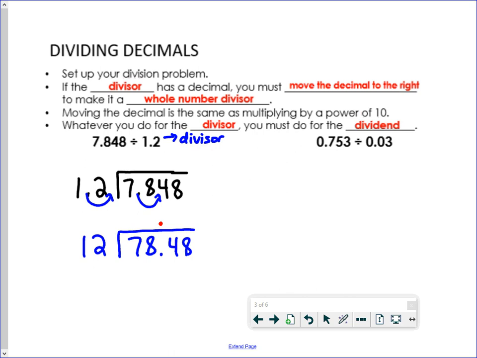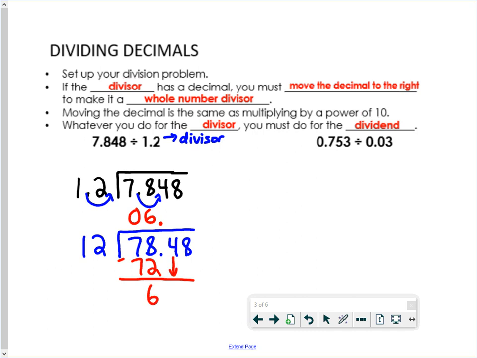How many times is 12 going into 7? 0 times. It's important to put that there so you don't lose track. It's more of an organizational thing. There are 6 groups of 12 that go into 78. 6 times 12 is 72. So we're going to go ahead and subtract those. We have 6 left over.